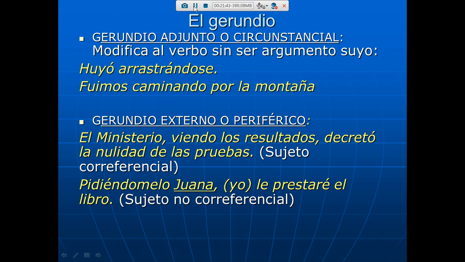Y finalmente está lo que se llama gerundio externo o periférico, que en realidad equivale a las construcciones absolutas. Por ejemplo, el ministerio, viendo los resultados, decretó la nulidad de las pruebas. Aquí tenemos sujeto correferencial. Como el ministerio vio los resultados, declaró las pruebas nulas. Es el mismo sujeto. Pero si yo digo, pidiéndomelo Juana, le prestaré el libro, el sujeto es no correferencial, porque en la subordinada el sujeto de pidiéndomelo es Juana y el de le prestaré el libro es yo.